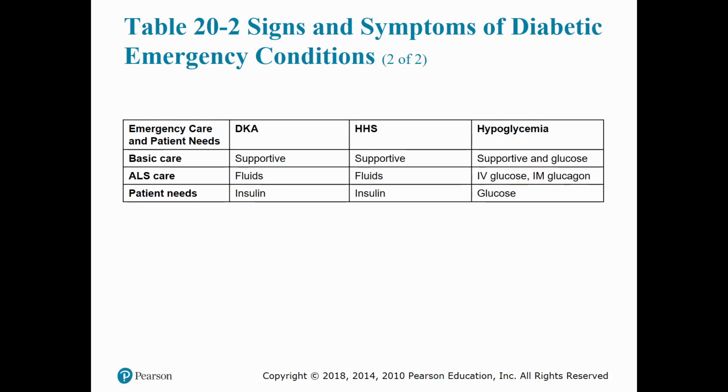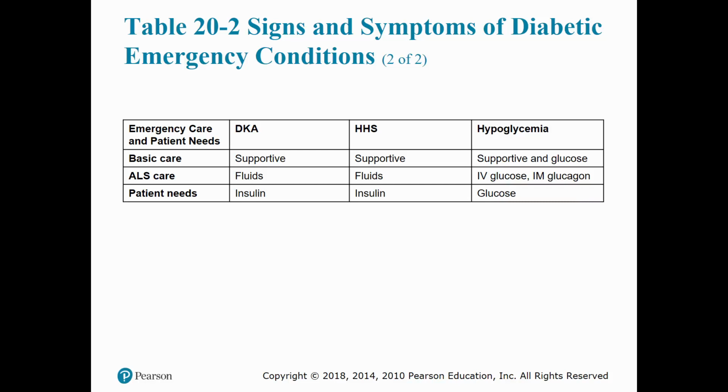Care of the patient, basically, it's all the way across the board. It's supportive care. If you have a hypoglycemic patient who is able to, you can give them oral glucose. Now, ultimately, with DKA and HHS, the patient is going to need insulin. Now, let me go ahead and say this.